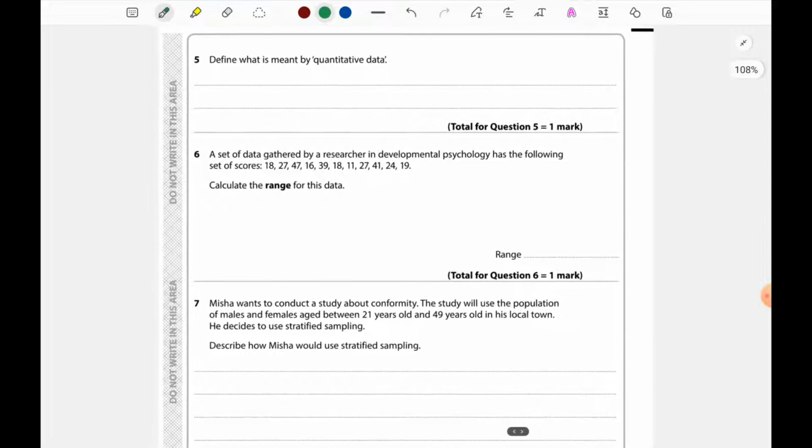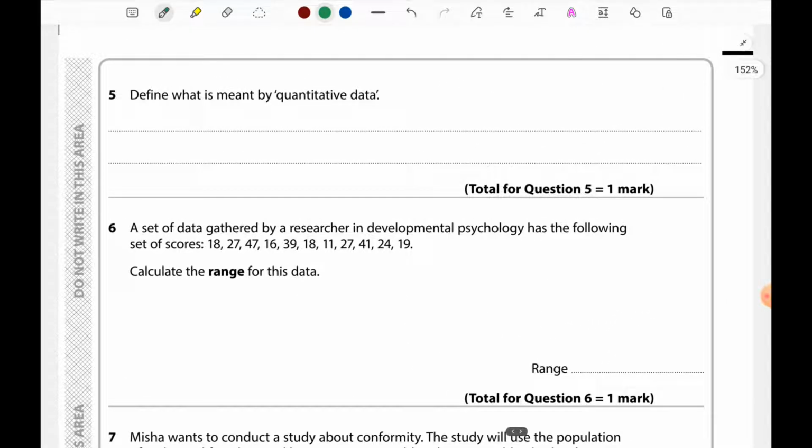Let's come to question 5. First, they've asked us a general question, so it's an AO1 type of descriptive question because there's no scenario to which this is related. Define what is meant by quantitative data. In general, whatever we have learned from the textbook, we can write.